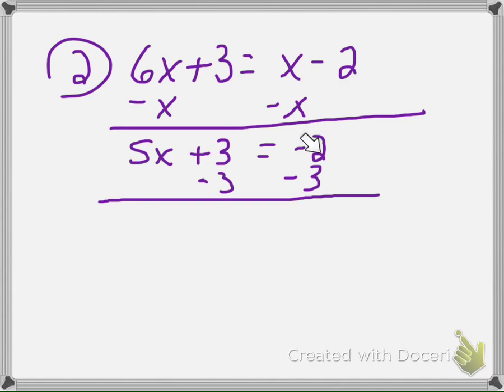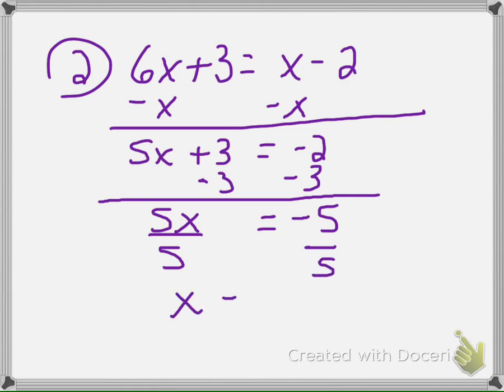Over here, negative 2 minus 3 is negative 5 equals, over here this is 0, so all I have left is 5x. Now to get rid of timesing by 5, I divide by 5 and divide by 5, and x is going to be equal to negative 1.